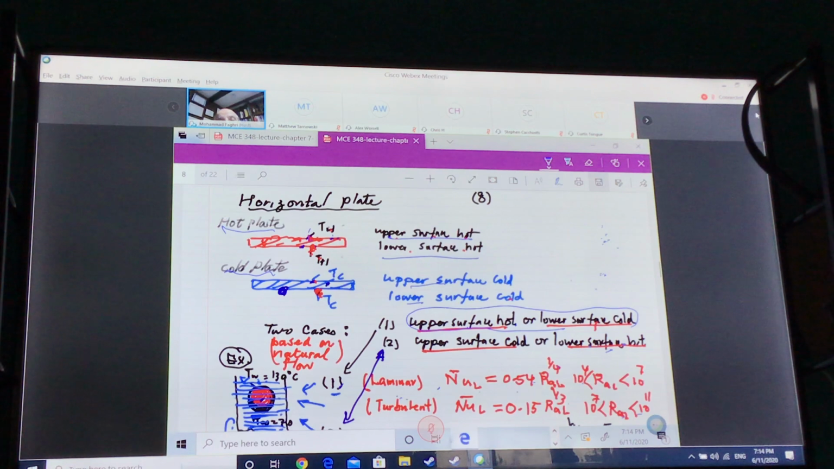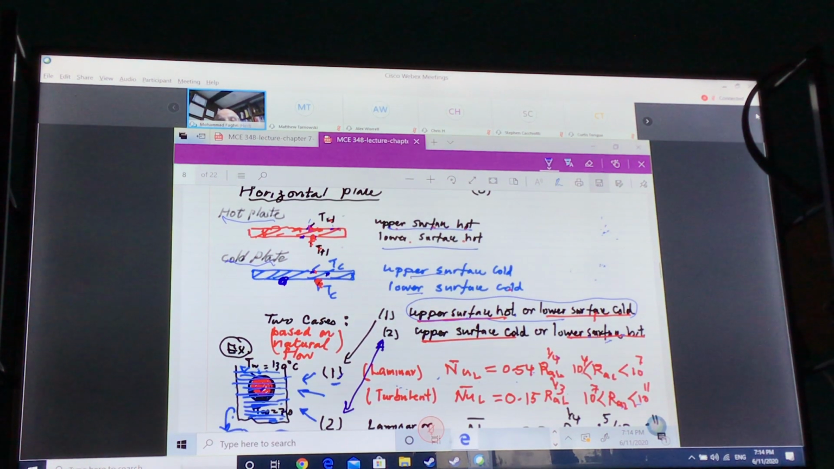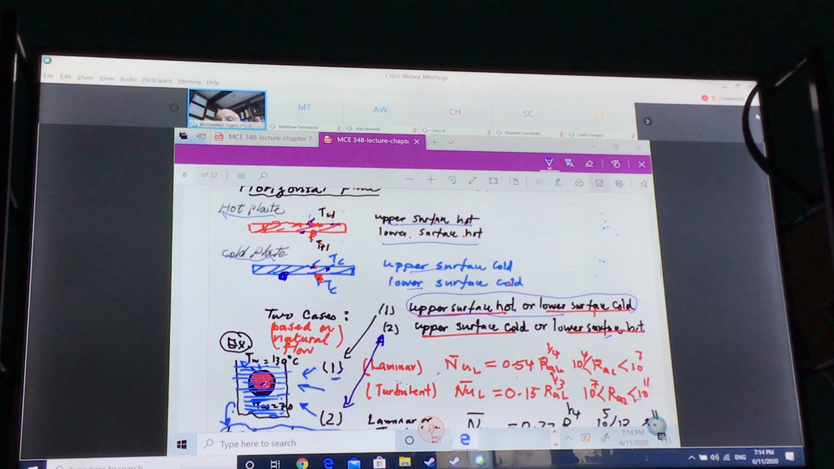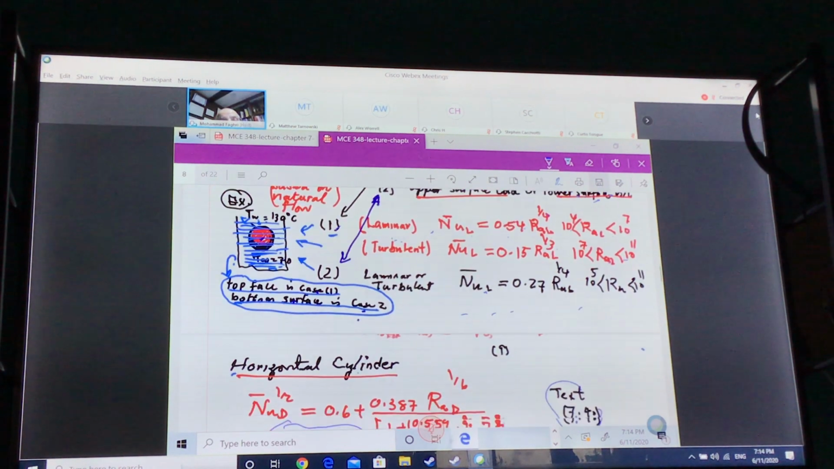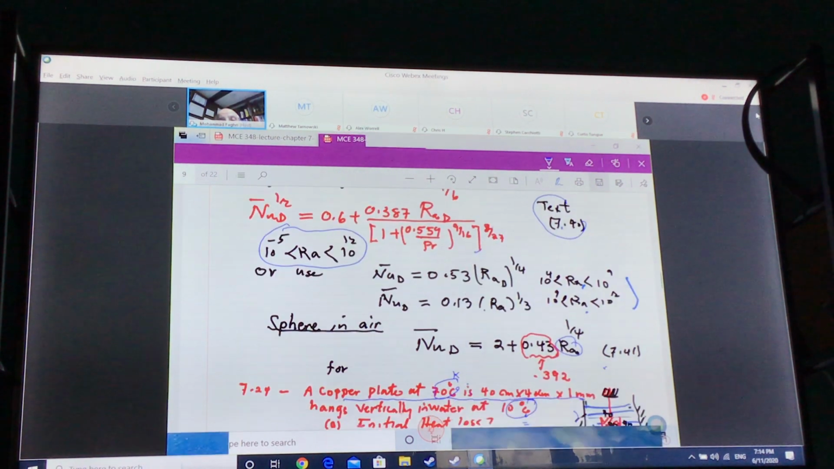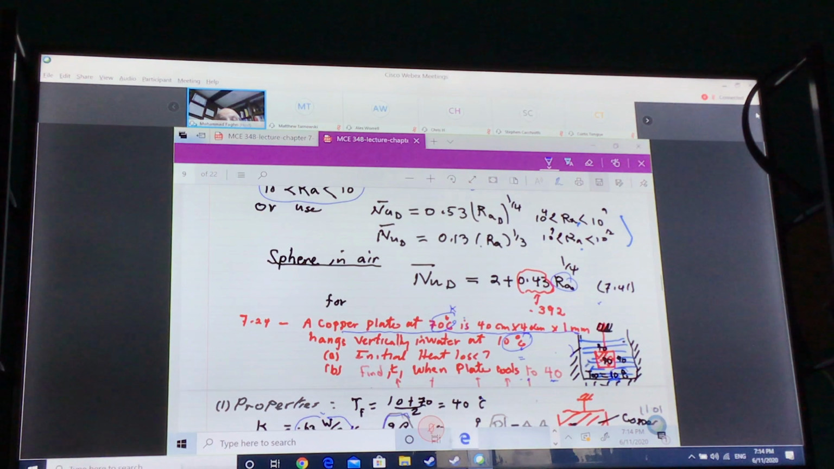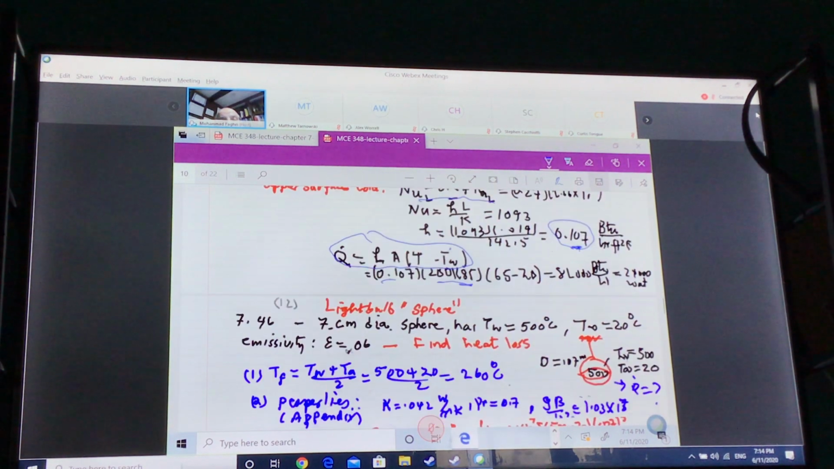Upper surface hot, lower surface cold; upper surface cold, lower surface hot. So they divide the two cases. These two cases, this equation. Then horizontal cylinder. They have like Churchill equation. Did a lot of problems.